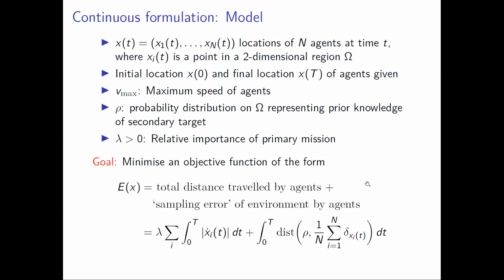Again, as Eddie said, we're viewing this as an optimization problem. In the model, the goal is to minimize an objective function of the following form. Our objective function E(x) has two terms. The first term represents the primary objective, and here we want to minimize the total distance traveled by our agents. The second term represents the secondary objective, and you can think of it as our agents trying to sample the environment, or at least to sample rho. This is a sampling error, the distance between the agents and the environment.